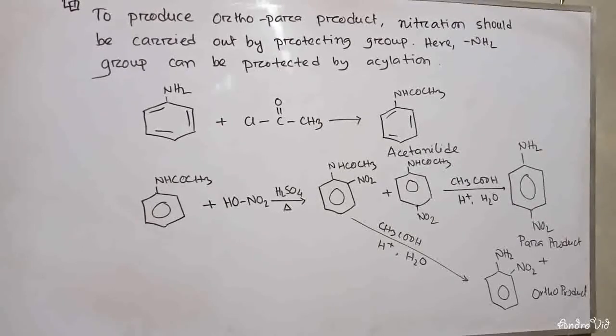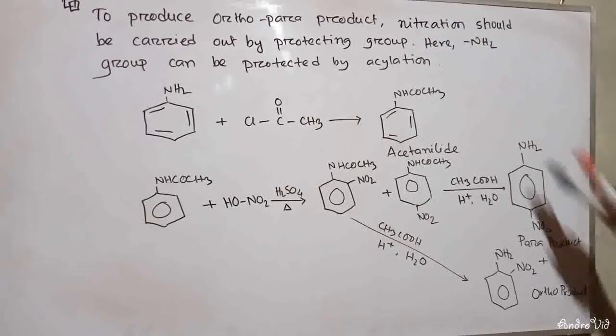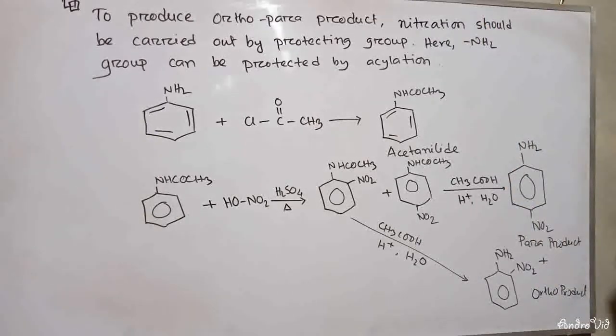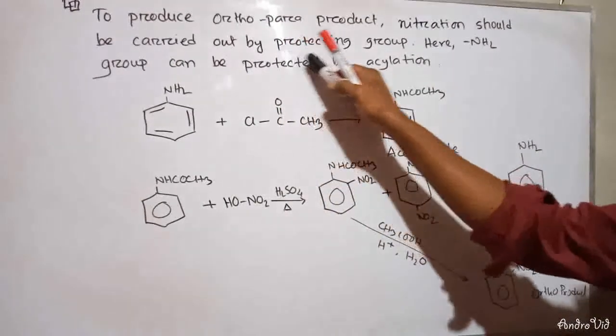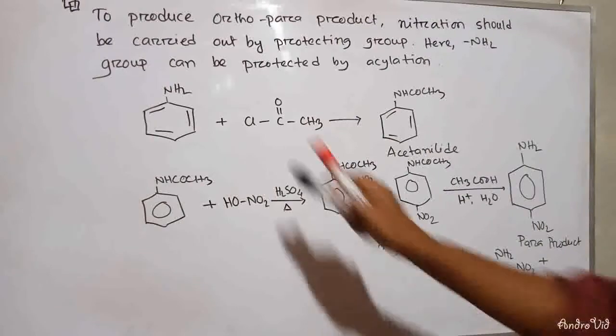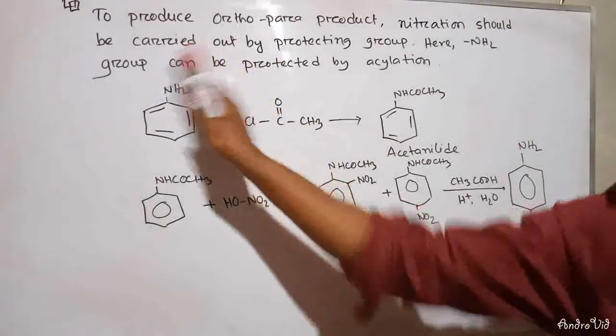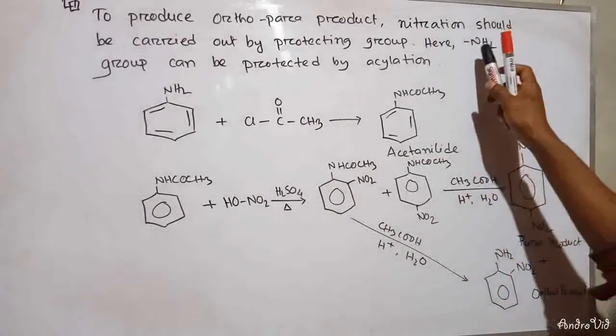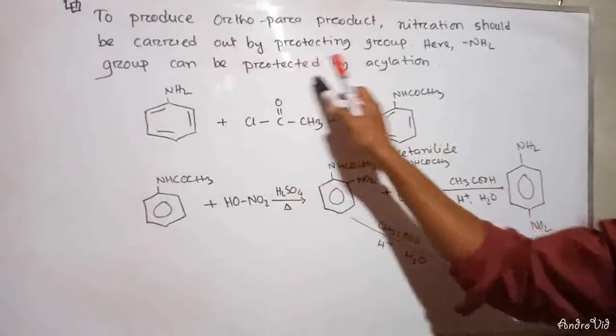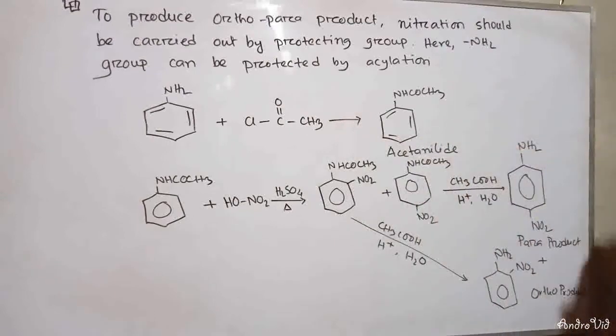So dear student, if you want to produce ortho para product during the nitration of the NH2 group, you have to carry out the reaction with a protecting group. You must protect this NH2 group. The NH2 group can be protected by acylation. This is the acylation reaction.